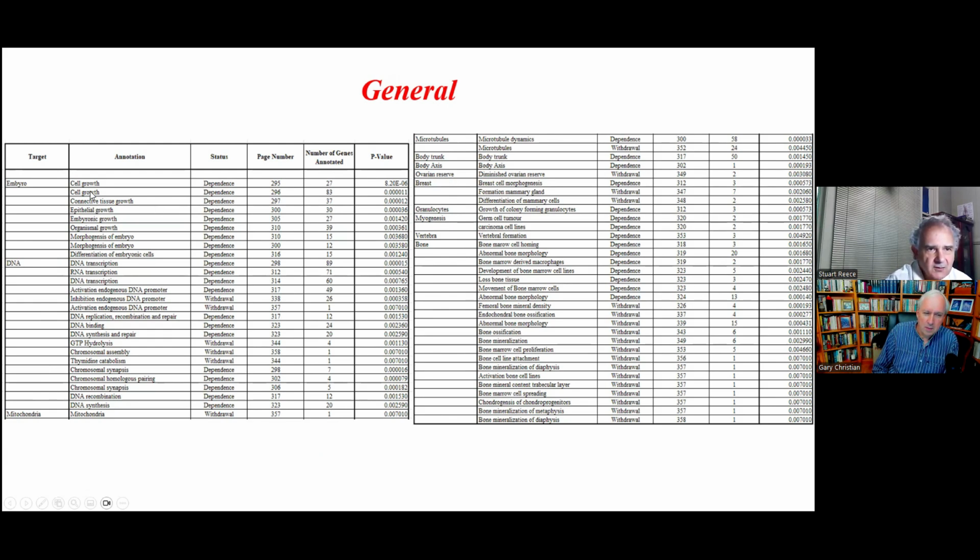And these are fundamental processes here. So you've got cell growth, connective tissue growth, embryonic growth, organism growth, morphogenesis of the embryo, which is how the baby actually forms, and differentiation of embryonic cells as they grow and mature into a fully grown baby. And these are fundamental processes: DNA transcription and RNA transcription. This is how the information comes off the genes. The DNA is transcribed, the RNA is translated. DNA binding, DNA replication, chromosome assembly, chromosome synapsis. That's where the chromosomes join and cross over.